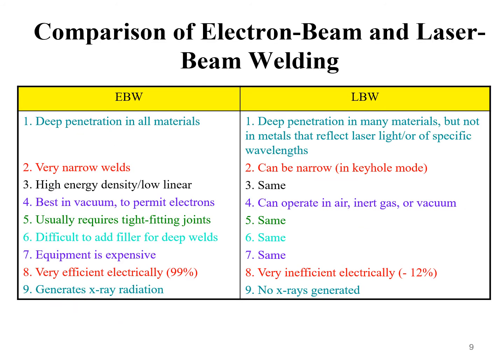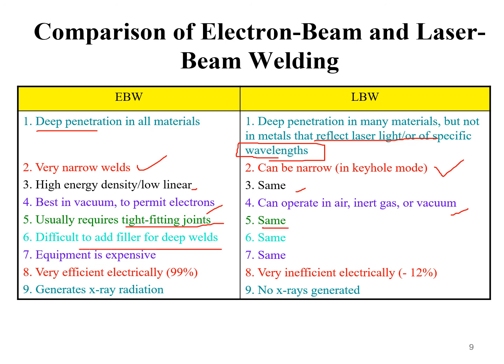So what is the comparison? Electron beam welding, deep penetration. LBW, deep penetration in many materials but not comparable to EBW, and not in metals that reflect laser light of specific wavelengths. So it is wavelength dependent. Very narrow welds can be made in a keyhole mode. High energy density is also the same. EBW is best in vacuum to permit electrons, while LBW can operate in air, inert gas or vacuum. EBW usually requires tight fitting joints. LBW also requires tight fitting.